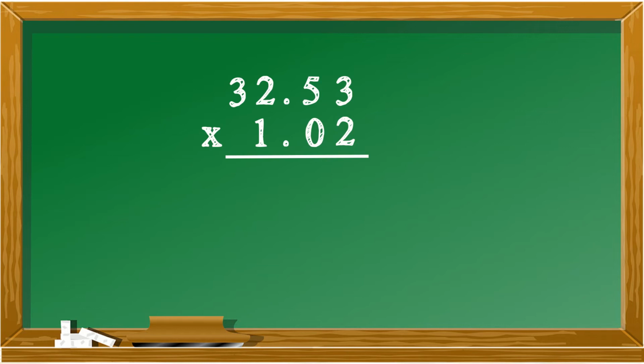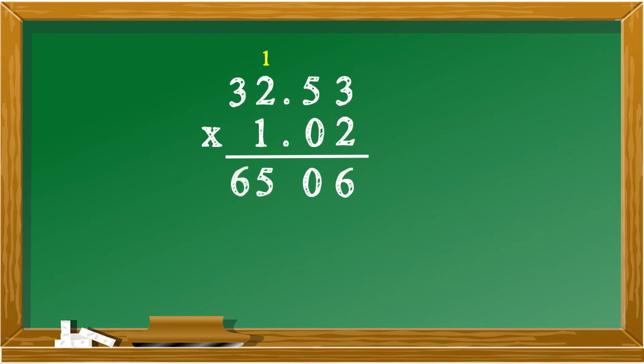Again, just like in whole number, we will multiply each digit of the multiplier to each digit of the multiplicand. So we will start in the last digit, which is 2. 2 times 3 is 6. 2 times 5 is 10, carry 1. 2 times 2 is 4, plus 1 is 5. 2 times 3 is 6.